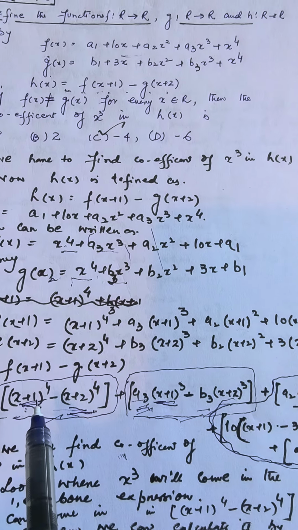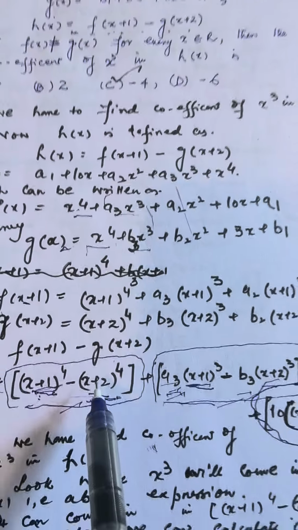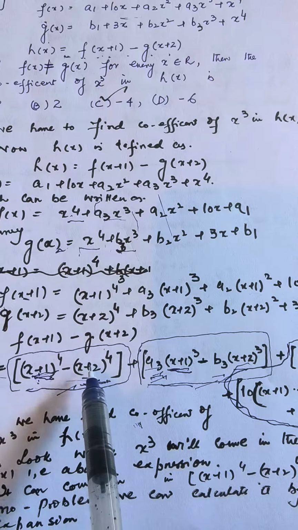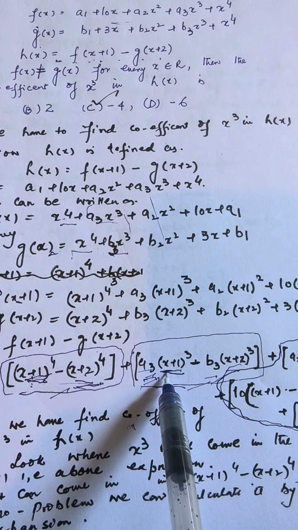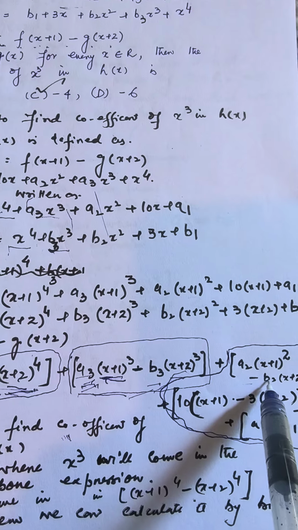We have to find the coefficient of x cube in this polynomial. Where will the x cube come from? It will come from this term, because it is a cubic. From these other terms, it will not be there.